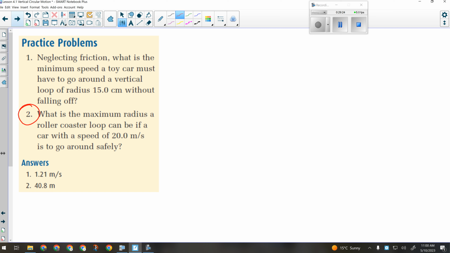Top on the inside. Okay, and that's something we have to remember. That's the only place that has a minimum speed. All right, give you a few minutes on that one. Okay, we're talking about the top on the inside of the vertical circle.